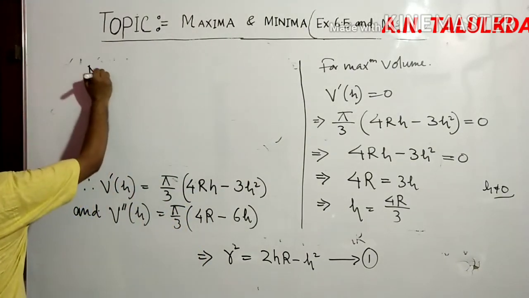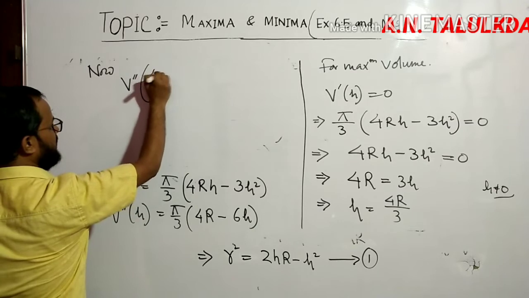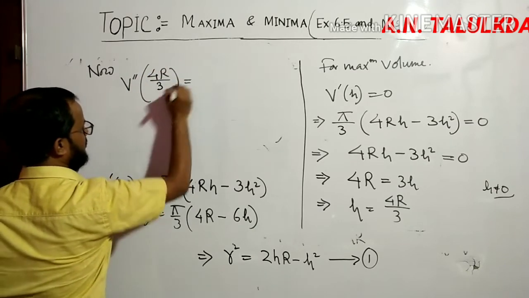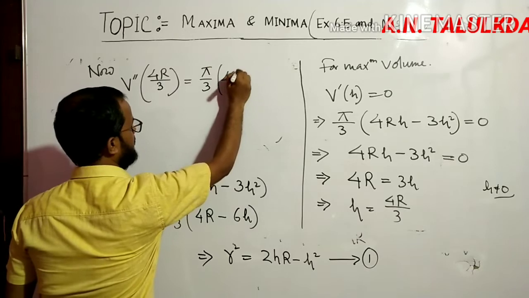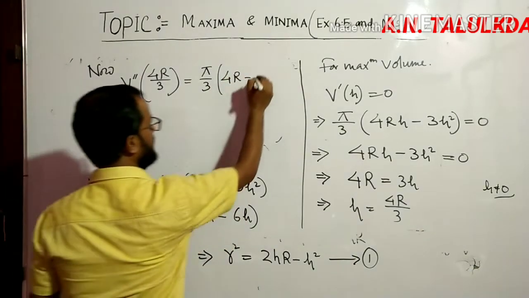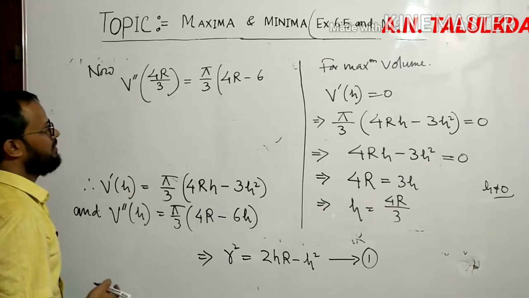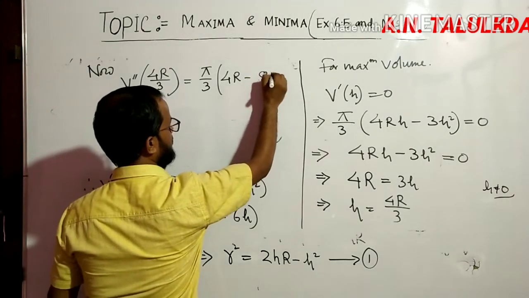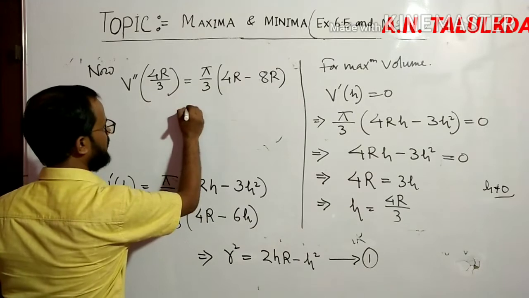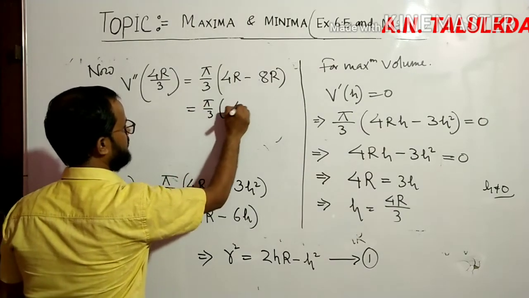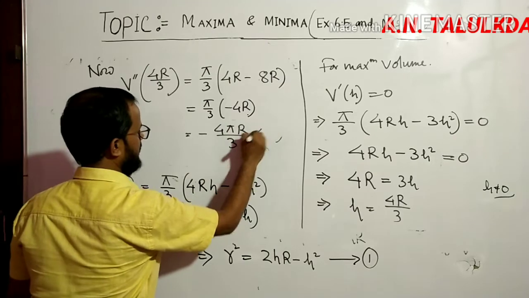Now b double dash h. What is b dash h? Putting the value of h, 4r by 3, is equal to pi by 3 into 4r minus h, what is it, 6 into h. If we put h as 4r by 3, the 3 and 2 cancel, what will it be, 8r. So directly it is 8r. Okay. Putting the value of h here, 4r by 3, 3 and 6 cancel, it will be 8r. So finally what happens: minus pi by 3 into minus 4r, which is equal to minus 4 pi r divided by 3, which is a negative quantity.